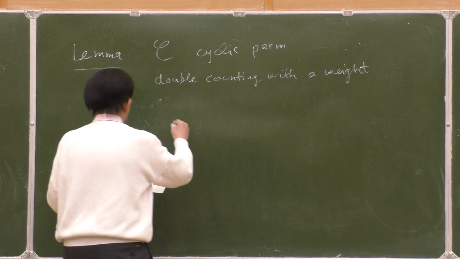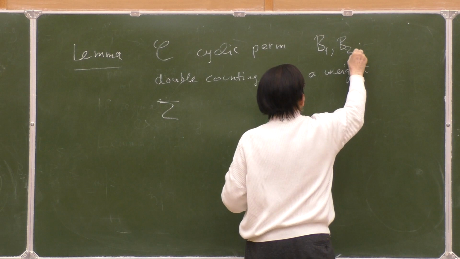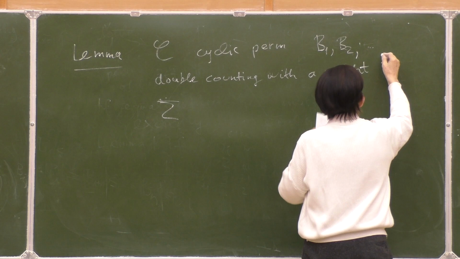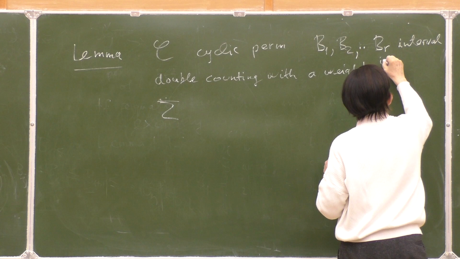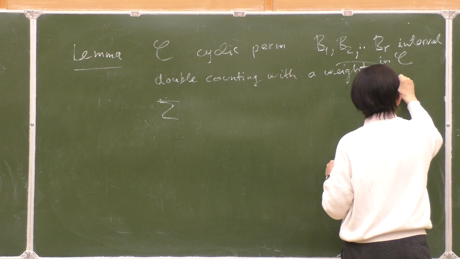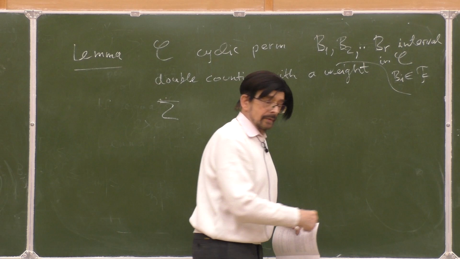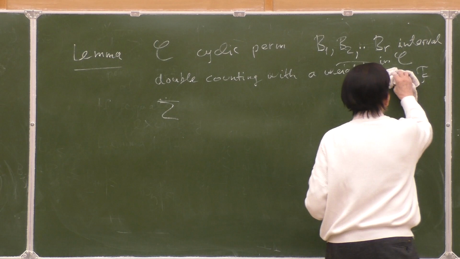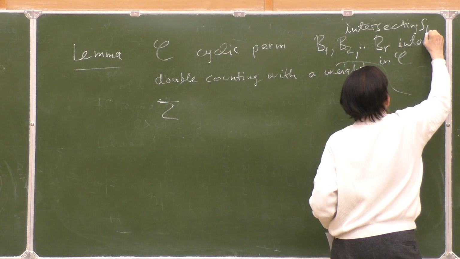So if we have B1, B2, ..., BR intervals in C, but of course they are all in the family, but here it's an intersecting, so it's better to write here intersecting Sperner. So the same condition as in the theorem.